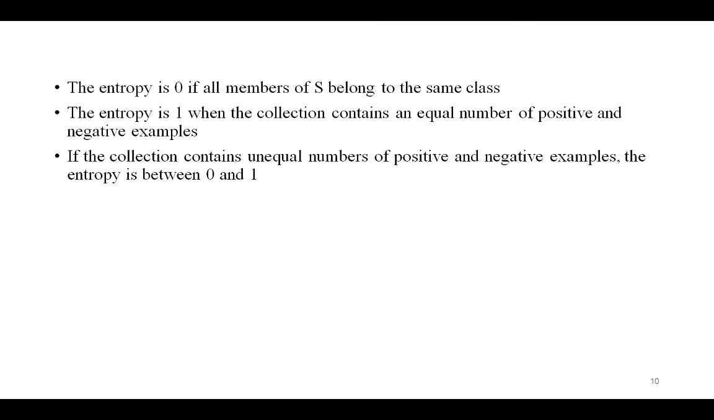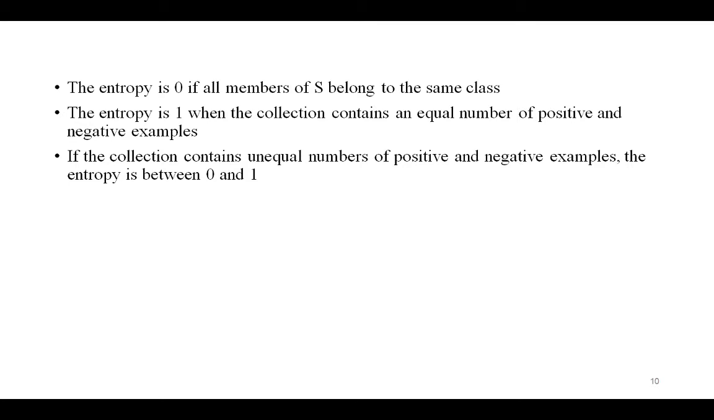So you can note that entropy is 1 when the collection contains an equal number of positive and negative examples. This is one more case. If the collection contains an equal number of positive and negative examples, in that case entropy is equal to 1. And if the collection contains an unequal number of positive and negative examples, then the entropy is between 0 and 1. So these are the different cases here.